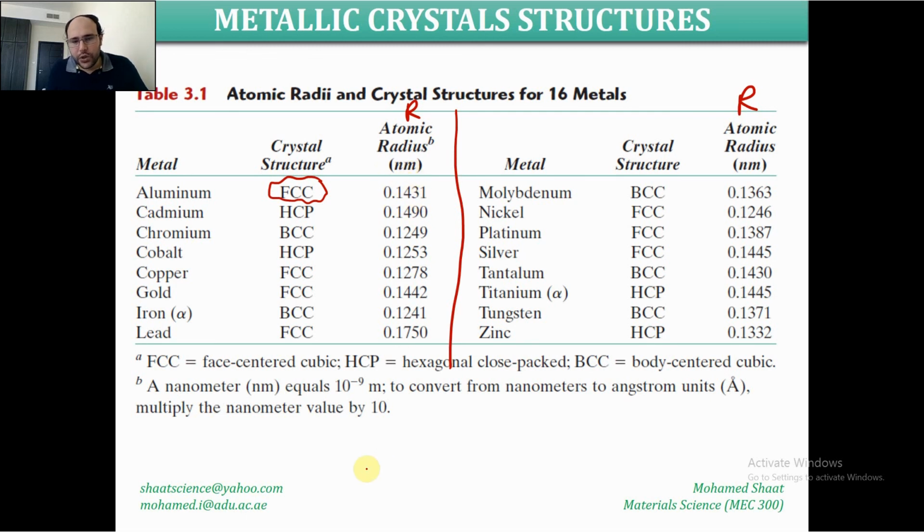As I mentioned, a nanometer equals 10 to the power negative 9 meter. This is how you convert from nanometer to meter to do the calculation. So these are the common ones, all different metals with different crystal structures and their corresponding values of the atomic radius. Make sense?